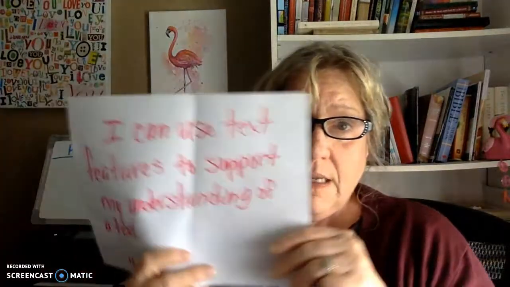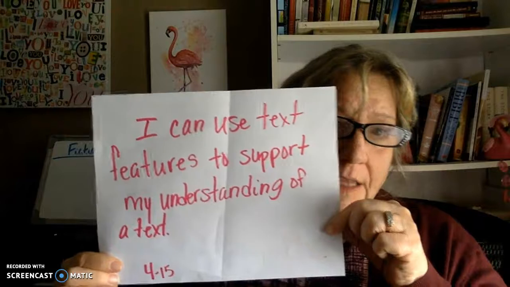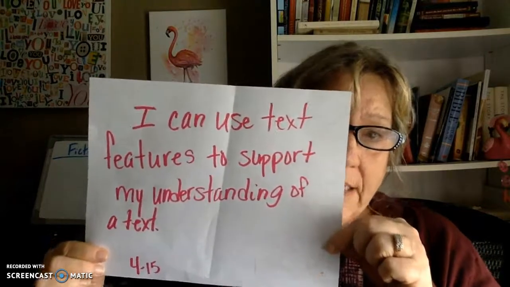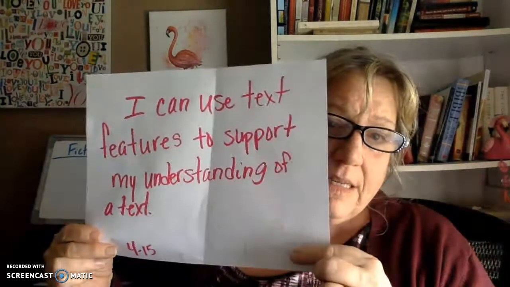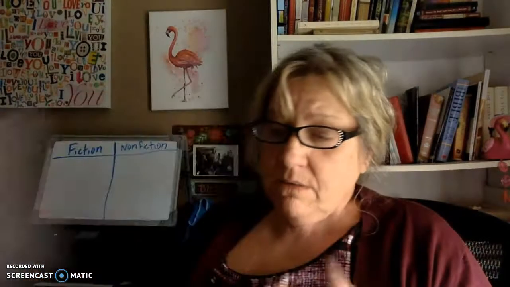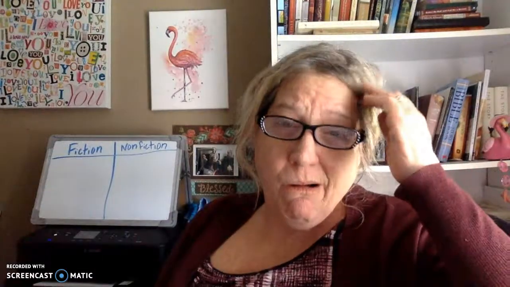So your I can today is, I can use text features to support my understanding of a text. And that's just today's date, so I would remember. Text features are not just there because the author thought, oh, let me just stick this here, I think it would be cute. No, they all have a purpose, and the author put them in there for a certain reason. So today I'm going to show you how I look at text features in a book and try to figure out what they mean, and how I would use them.